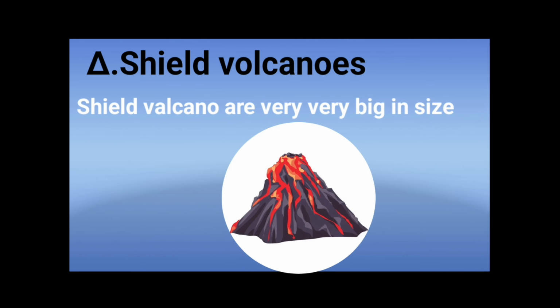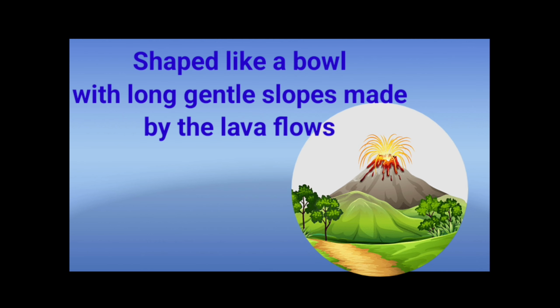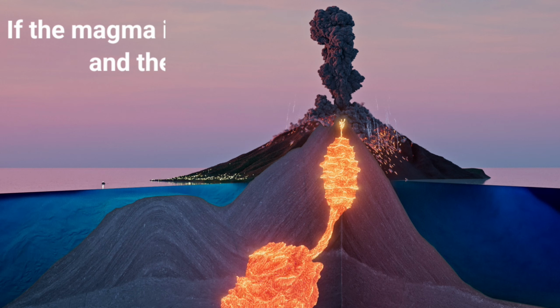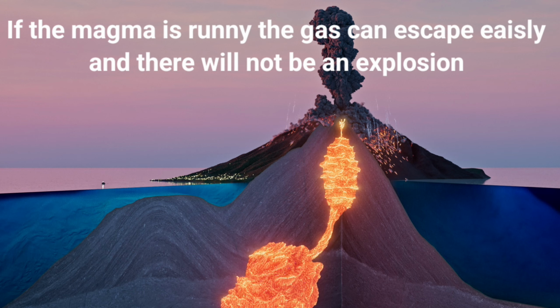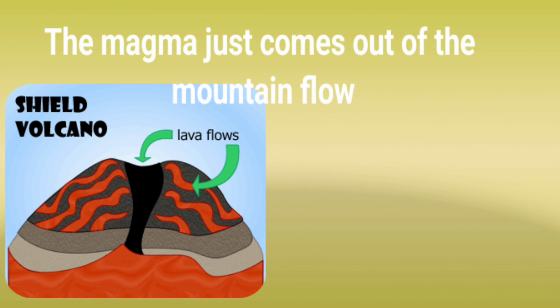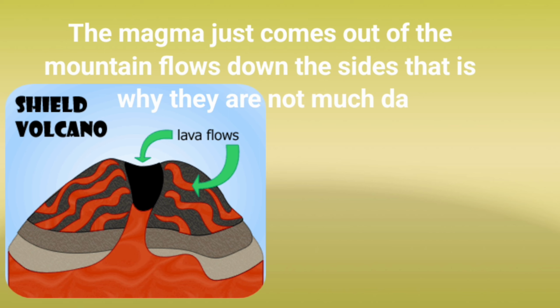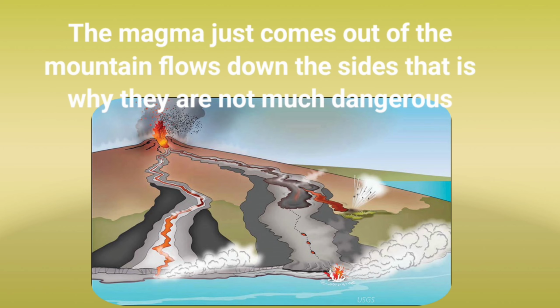Shield volcanoes. Shield volcanoes are very big in size. Shield volcanoes are shaped like a bowl with long gentle slopes made by the lava flows. If the magma is runny, the gas can escape easily and there will not be an explosion, like shown in this picture. In shield volcanoes, the magma just comes out of the mountain and flows down the sides. That is why they are not very dangerous.